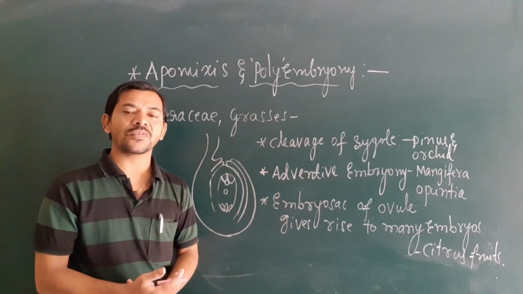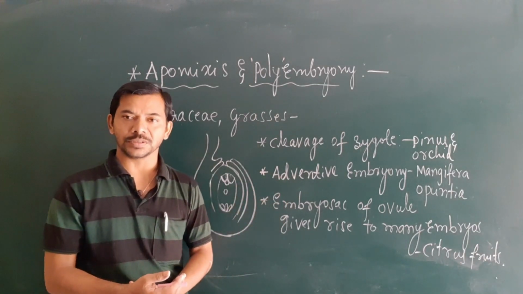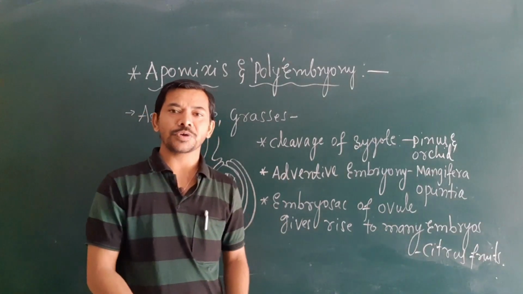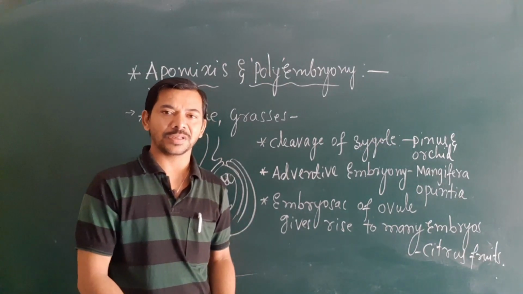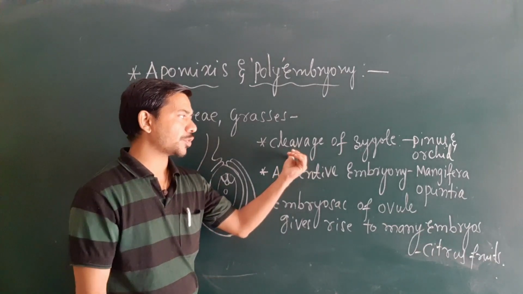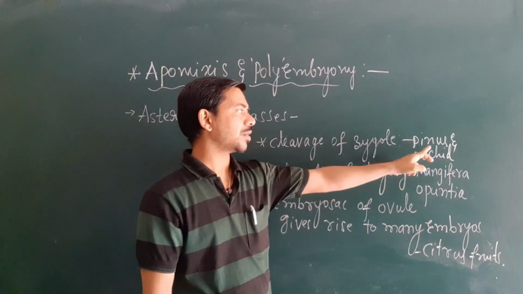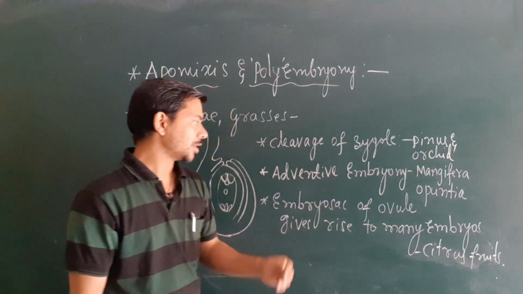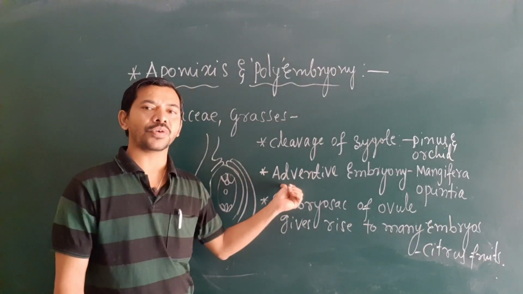Cleavage of the zygote produces more than one unit, and it also causes the formation of more than one embryo. For example, we can see it here, as in pilus and arcade. This is called adventive embryony.